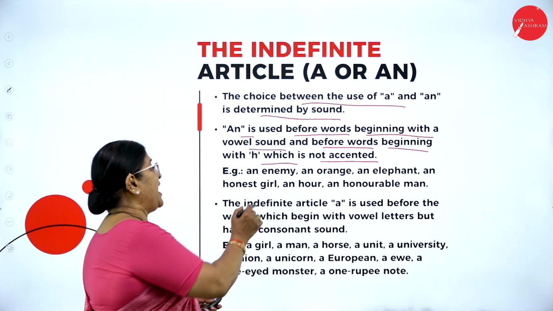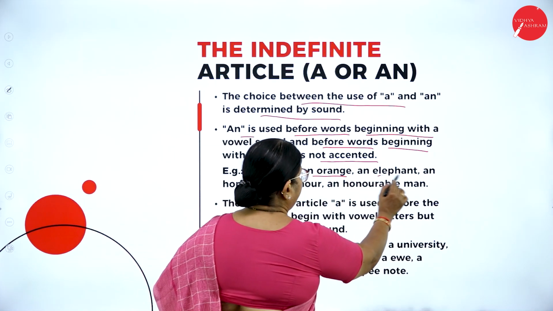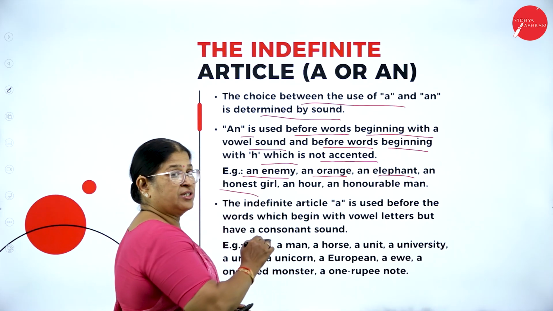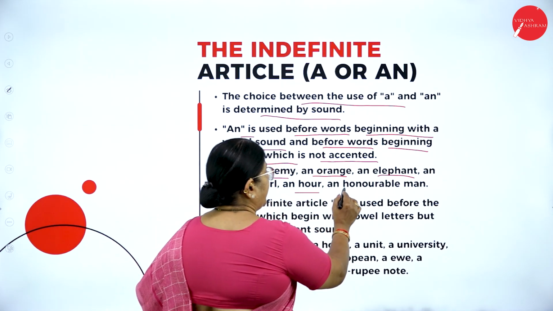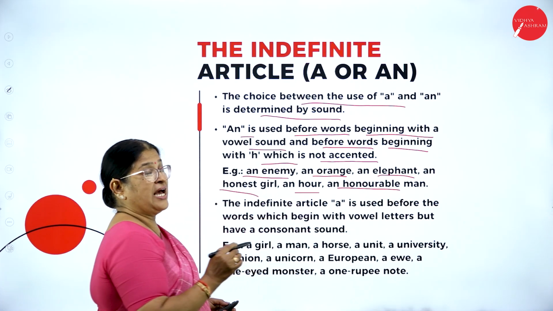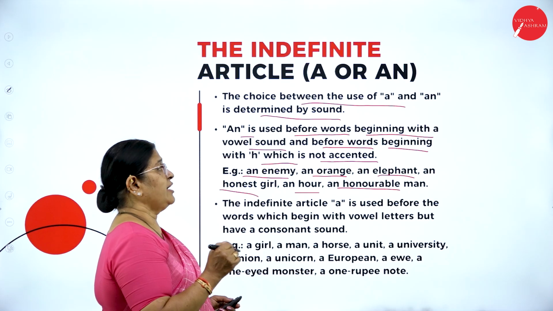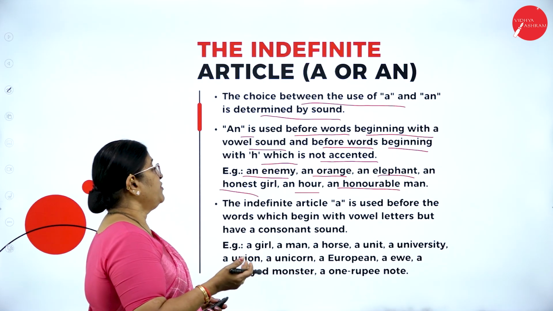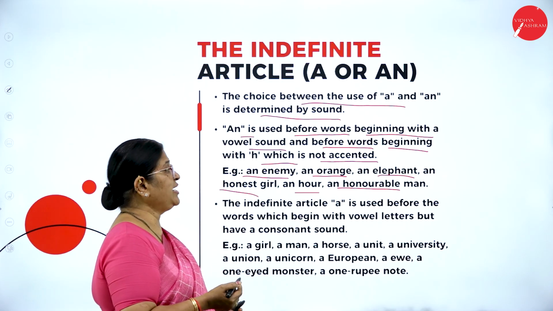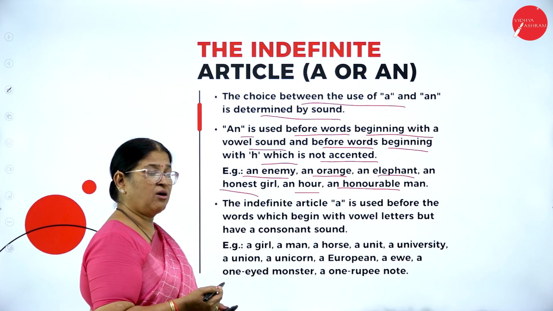For example, an enemy, an orange, an elephant, an honest. So here H is silent. Honest. An hour. An honorable. So an is used before words beginning with a vowel sound and before words beginning with H which is not accented. For example, as I said, an enemy, an orange, an elephant, an honest girl, an hour, or an honorable man.